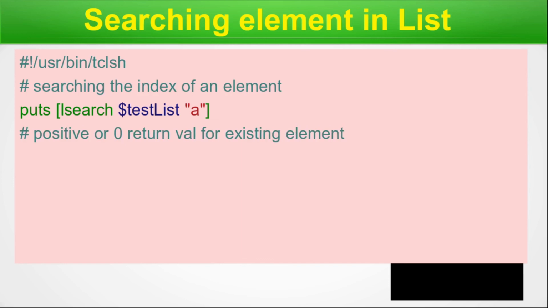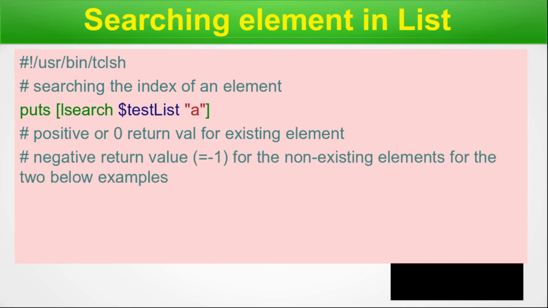This is for your educational purpose. This is not going to run right now. A positive or zero return value means an existing element. So if it returns 0 or a positive number, that means this particular element A does exist in the test list. A negative return value, say -1, means a non-existing element. We'll show by an example down below.